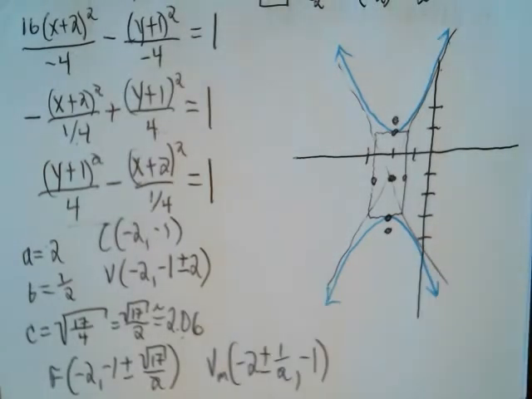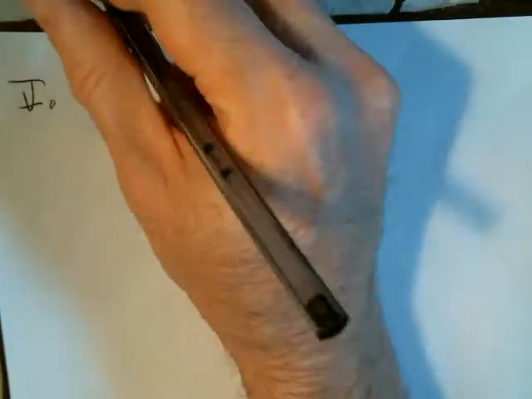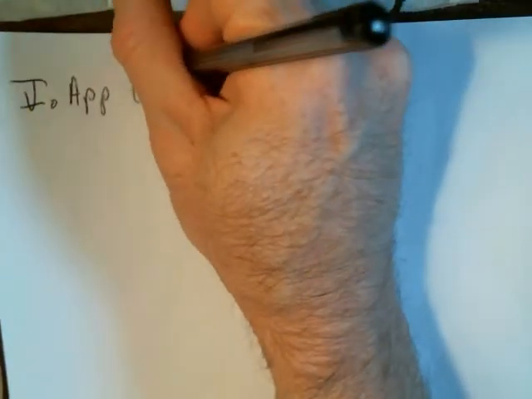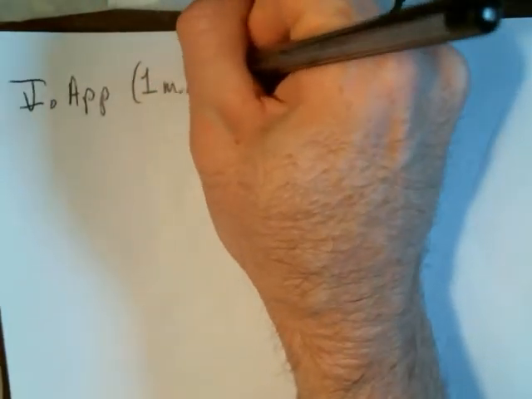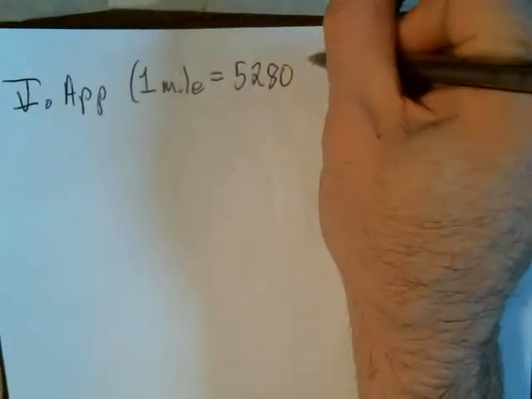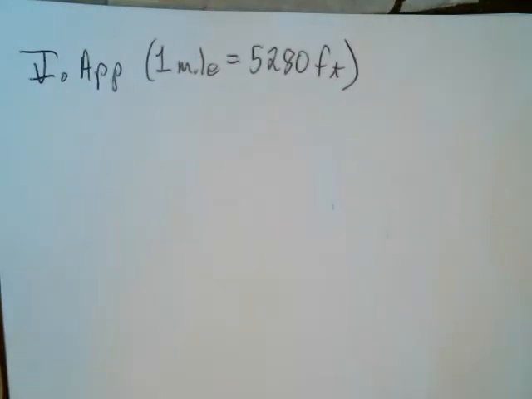Okay. Great. Well, let's look at one application of hyperbolas. And this story problem seems to come up again and again. So it's sort of a standard issued problem. And I have it in my notes as section 5. Okay, so it's an application. One thing about this application, of course, you need to know the conversion from a mile into feet. So 1 mile is 5,280 feet.